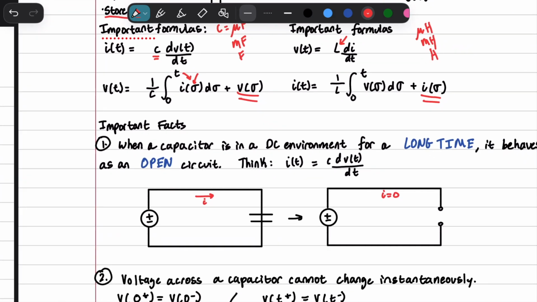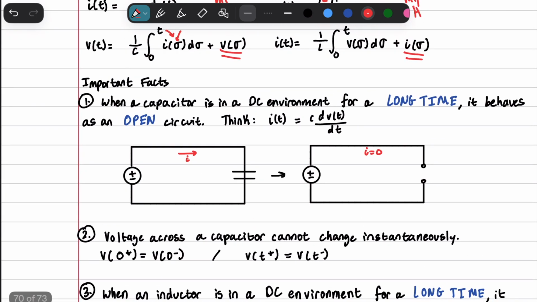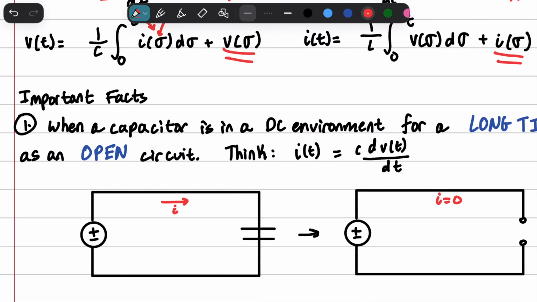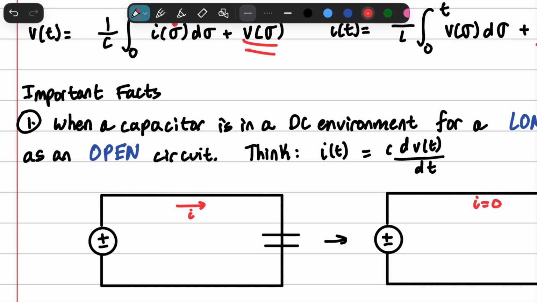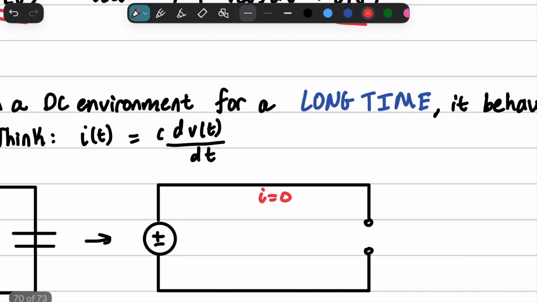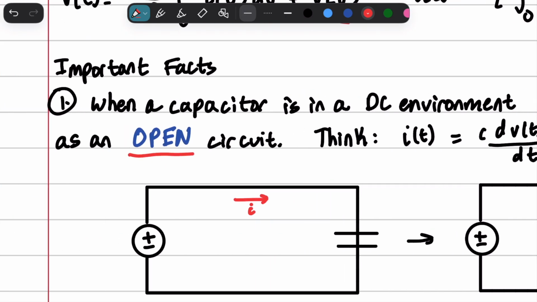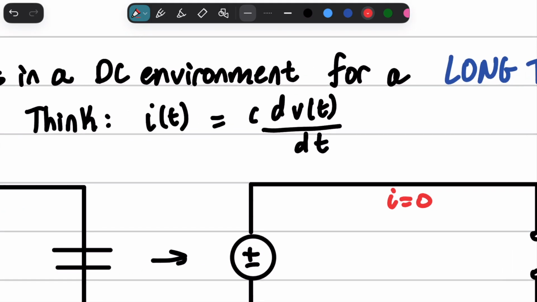Now I have some important facts for you to know about these components, and I would highly recommend you memorize these, and you can build up your own intuition about this, especially if you have taken E&M. So important fact number 1 is when a capacitor is in a DC environment for a long time, it behaves as an open circuit. Think I of t is equal to C dV/dt, okay?